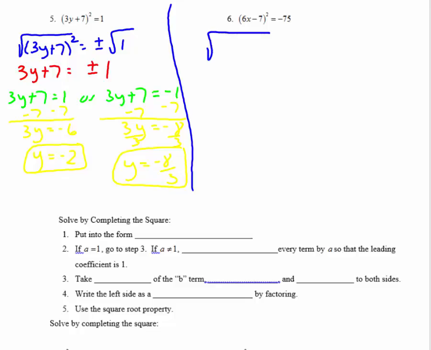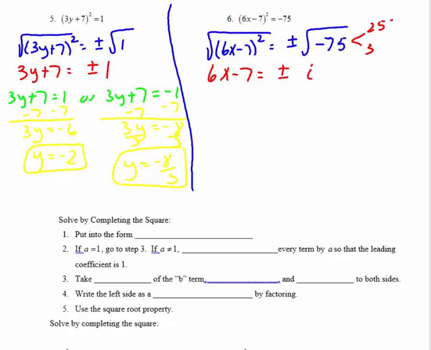We can take the square root of the left, the square root of 6x minus 7 quantity squared, equaling plus or minus the square root of negative 75. On the left-hand side, the square and the square root cancel each other out, so I get 6x minus 7 equaling plus or minus. Well, we see the negative under the square root, so we know there's going to be an i out there. What about 75? Well, 75 would be 25 times 3, and 25 is 5 times 5. So 5 is also going to come out, and what's left underneath is the 3.